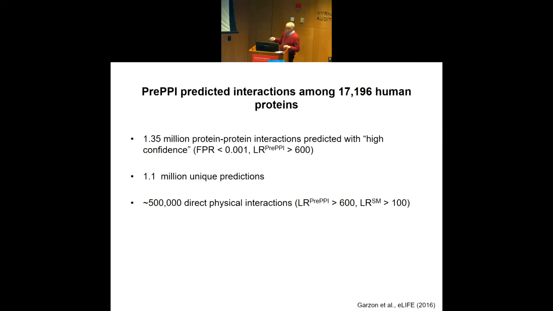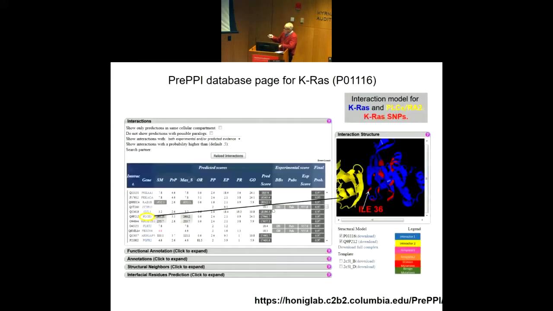To give you a sense, this is the PrEPI database, which can be queried. You can find the sources of information used for the prediction. You can look at models. SNPs or cancer mutations are mapped to these models. So there's a great deal of information in the database.